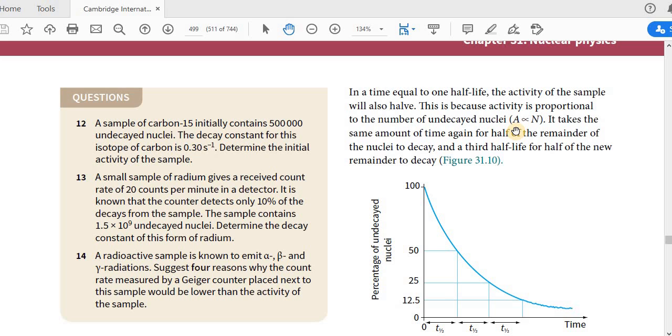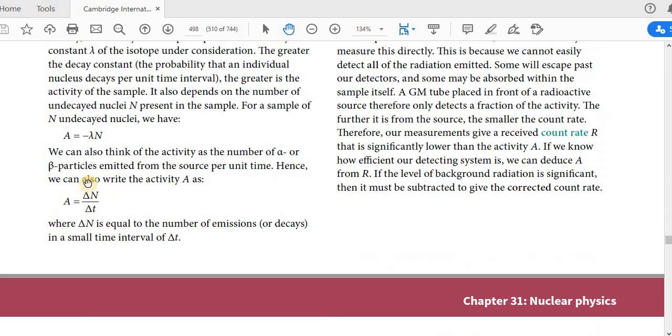This is the activity. So you learn 2 equations for activity. One is A equals minus lambda N, and the other is this one. But here, N is different. This is equal to the number of emissions or decays. So this is the number of decays, and this is the number of nuclei remaining.